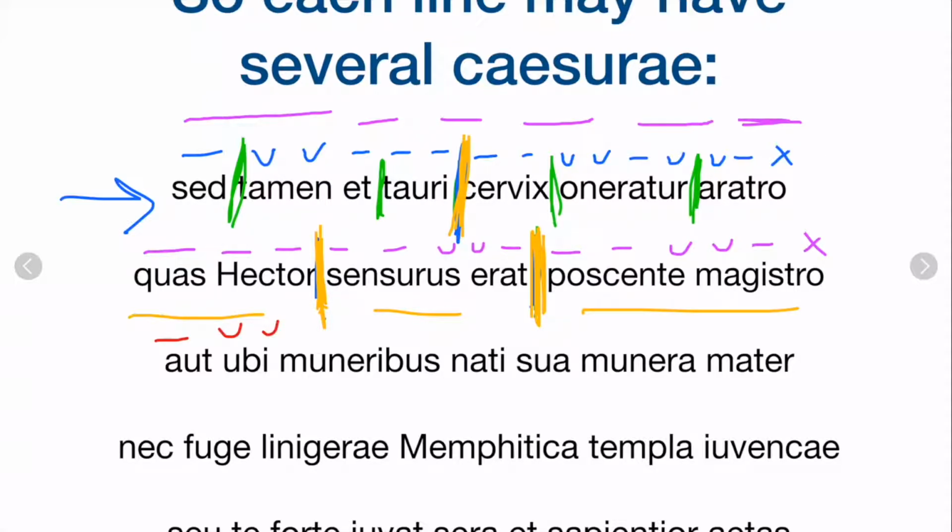Okay, let's do one more. Aut ubi muneribus nati sua munera mater. Let's see. 1, 2, 3, 4, 5. Yeah, I think that's where the main caesura is, right there after 5. Okay?